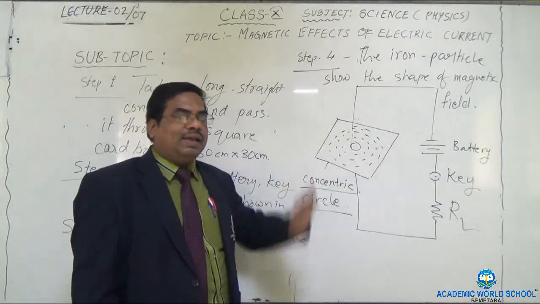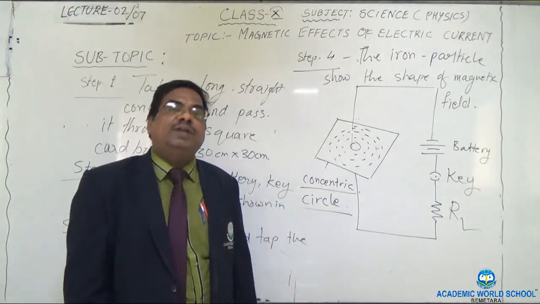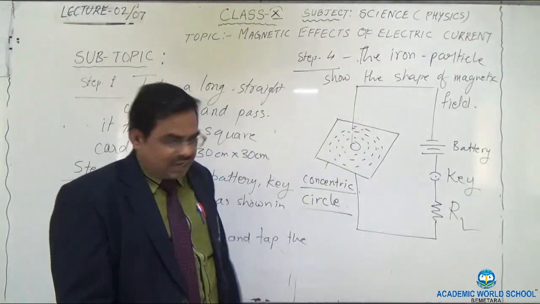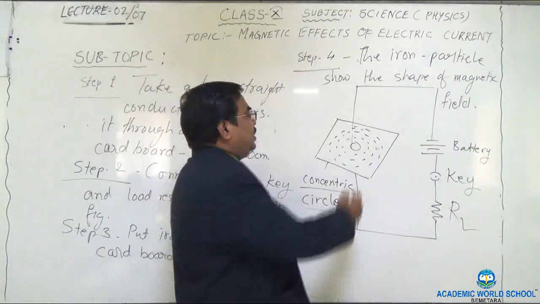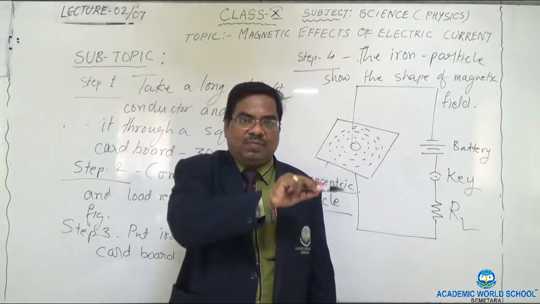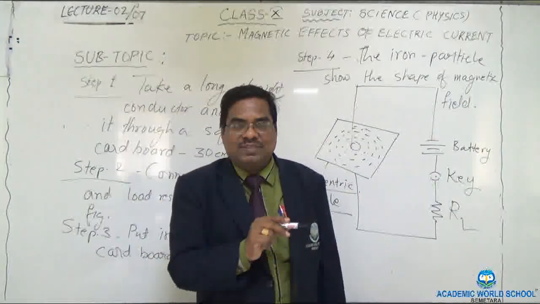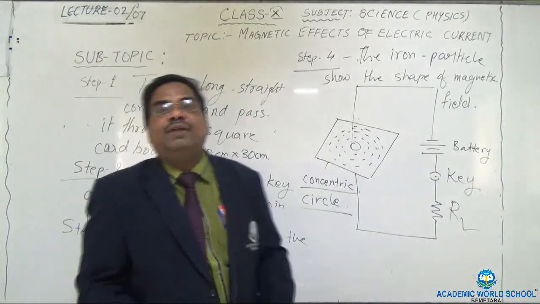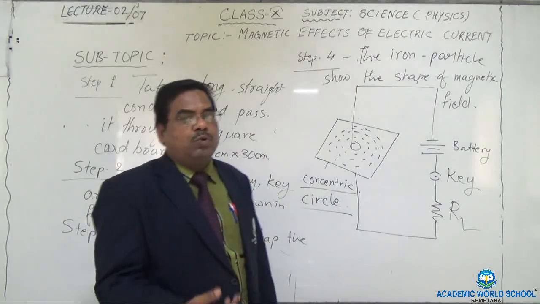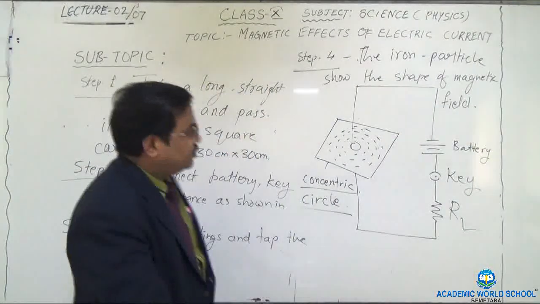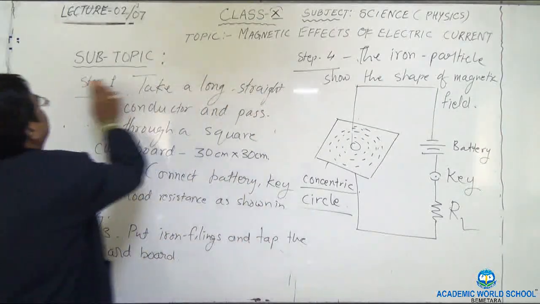Now any magnetic line will always have one direction. In a circle, it can be either clockwise or anti-clockwise. So for that we need to learn the next rule, and that is the right hand thumb rule.